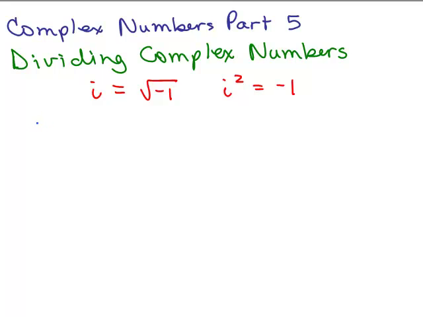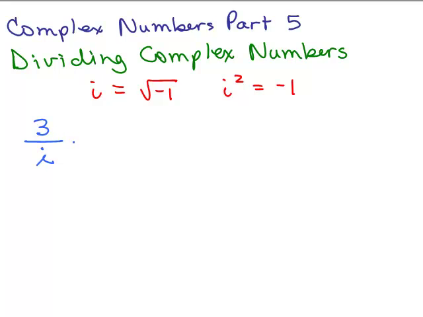Let's take an example. 3 divided by i. Okay, so why isn't this simplified? When I have a complex number in the denominator, which means I have an i, you might have 3 plus i, you might have square root of 2i, but as long as there's a complex number down there that has the i in it, it's not simplified because that means you have a square root in the denominator.